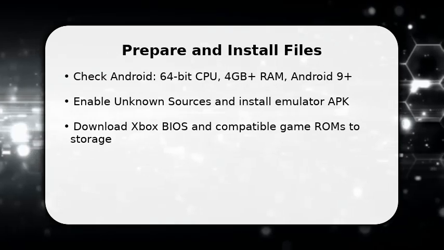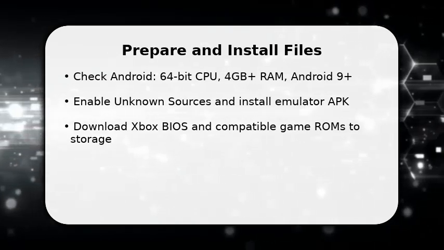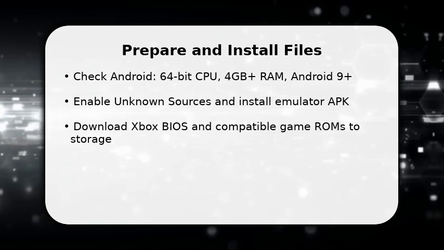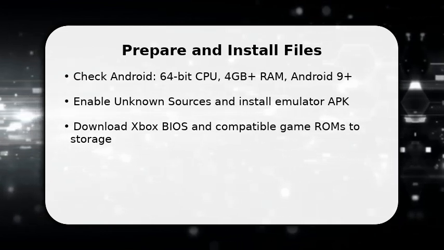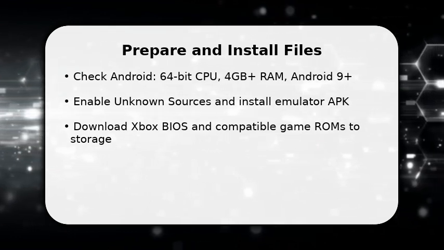You start by confirming your device meets requirements: 64-bit CPU, at least 4 GB RAM, and Android 9 or newer. Once done, enable unknown sources so the emulator APK can install.